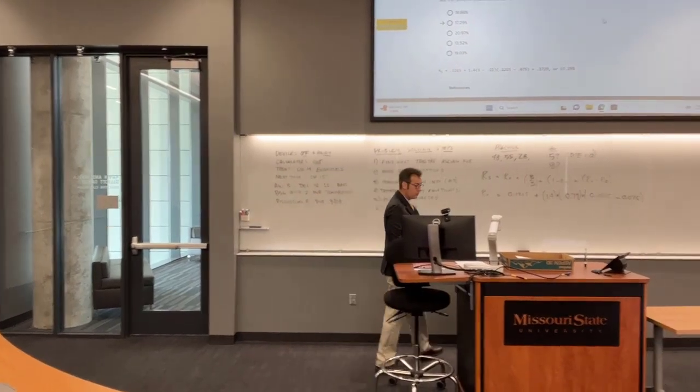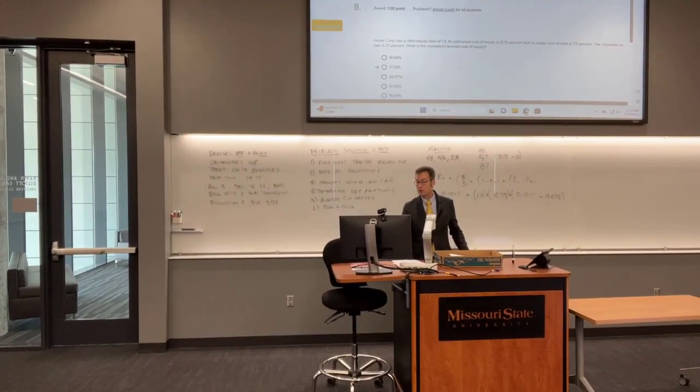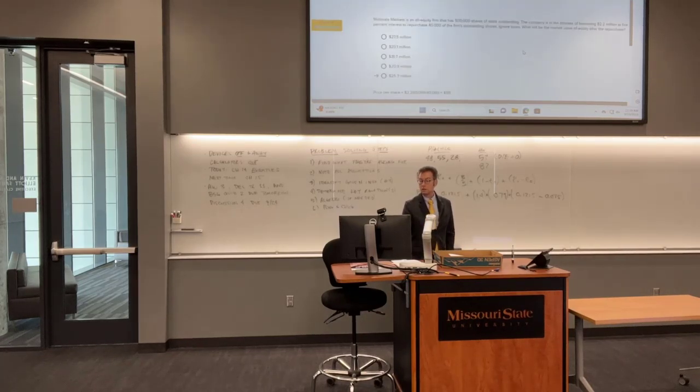To tell you what I'm going to do, we'll put all of them up there, and we'll look at them one at a time. Mr. Stoner, if you recognize one that you had trouble with, let us know. Motowalla Markets is an all-equity firm that has 500,000 shares outstanding. The company is in the process of borrowing $2.2 million at 5% to repurchase 40,000 of the firm's outstanding shares. Ignore taxes. What will be the market value of the equity after the repurchase?